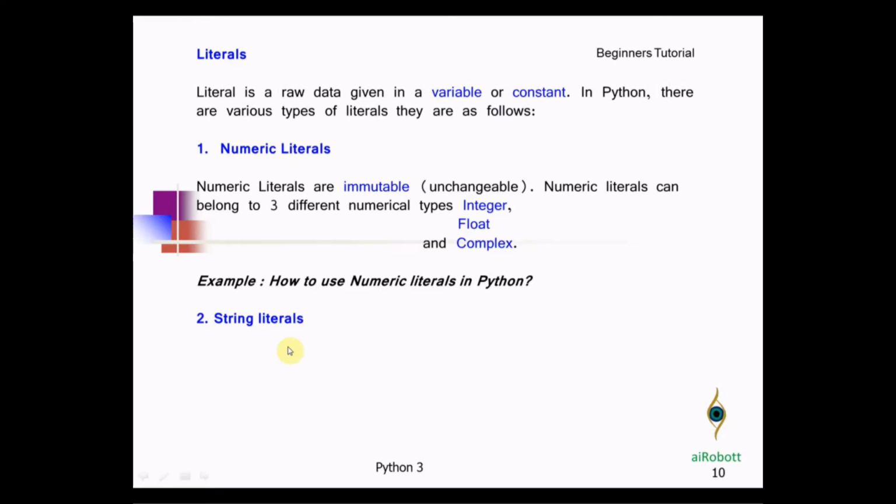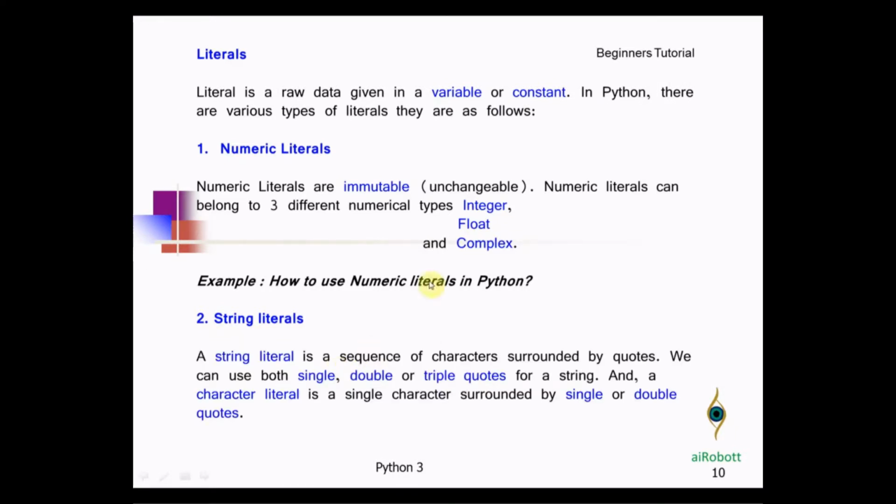Now in literals, we will see the string literals. A string literal is a sequence of characters surrounded by quotes. We can use single, double or triple quotes for string literals. But there is another literal, called a character literal. It is a single character surrounded by single or double quotes. Let's see an example of how to use string literals in Python.